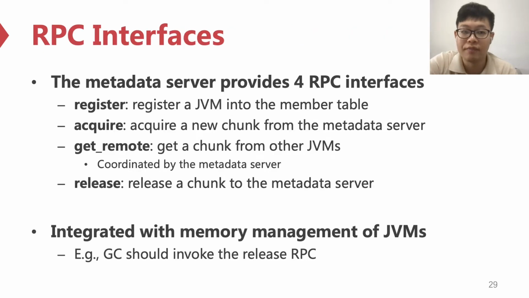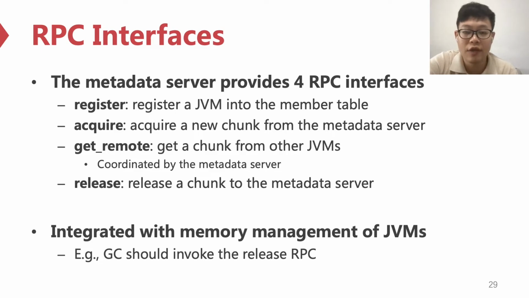Upon the data structures, the metadata server provides 4 RPC interfaces for JVMs. The first one is register, which is used to register a JVM into the member table. It is usually used when a JVM is launched. The second one is acquire, which acquires a new chunk from the metadata server. The third one is get remote, which gets a remote chunk from other JVMs. Although other JVMs actually contain copies of different chunks, it still needs coordination from the metadata server, so we provide this RPC. The fourth one is release, which releases a chunk to the metadata server when it is no longer used.